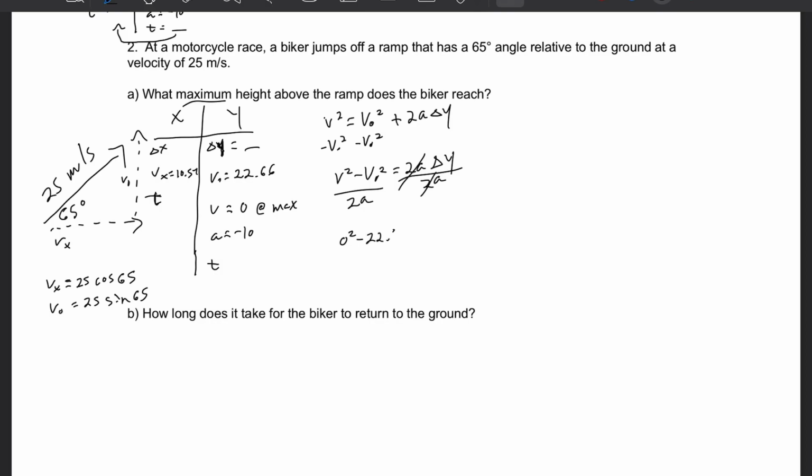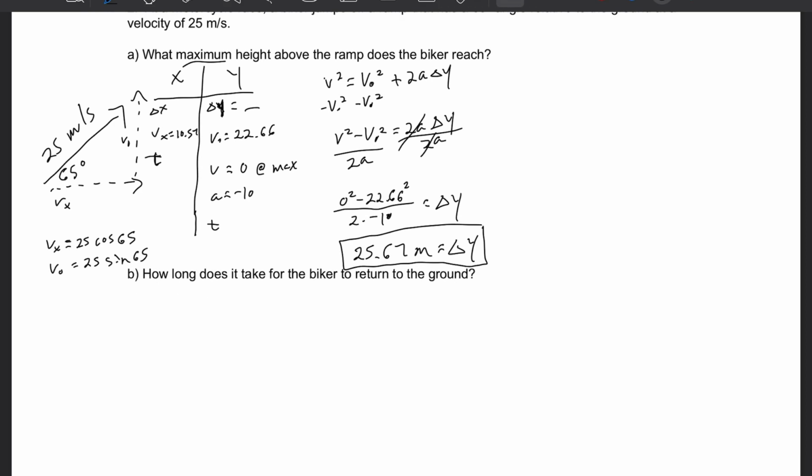V squared minus V naught squared divided by 2a, or 0 squared minus 22.66 squared divided by 2 times negative 10. Once we square the 22.66, we'll multiply by that negative out front, so we've got a negative number on the top, and then 2 times negative 10 will give us a negative 20 on the bottom. When we do the math, it looks like it gives us 25.67 meters for our delta y.